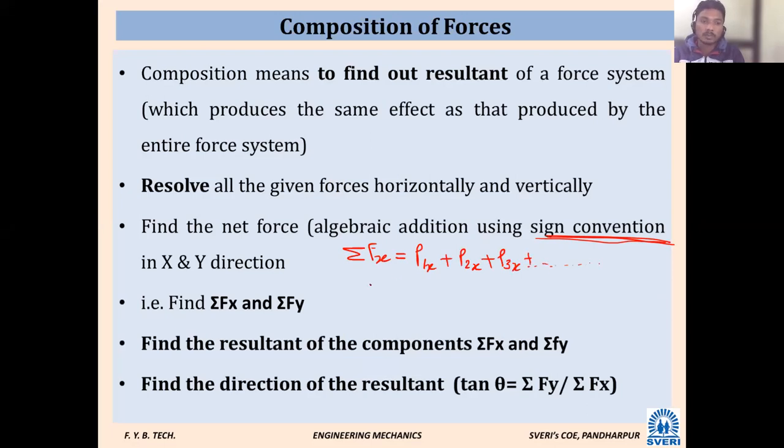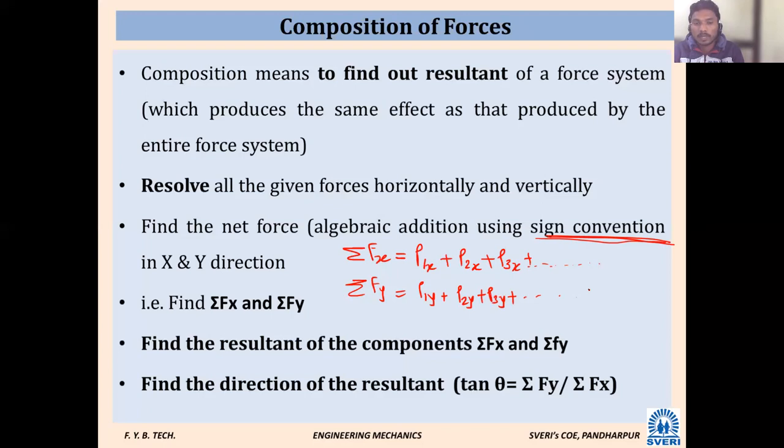Likewise, similarly we have to find summation fy. So let us say p1y plus p2y plus p3y plus dot dot, whatever the forces in the system. So what is our first task while calculating resultant? First we have to resolve the given forces into its components, that is horizontal or vertical. Then we have to find its algebraic summation. So all the x components we have to add together.